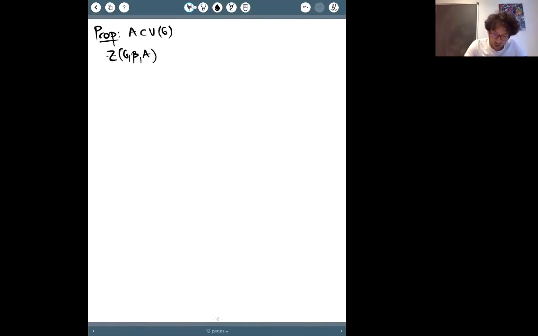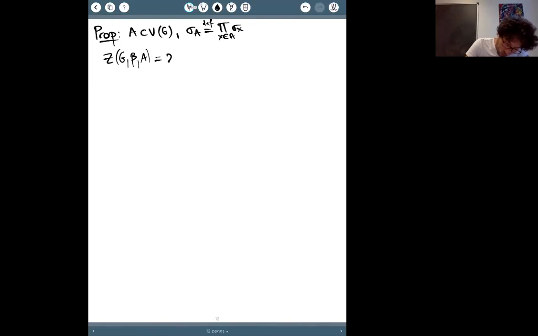Imagine that you take a subset A of the vertices, sorry, and imagine that you write sigma A for the product over x in A of sigma x. This is just a convenient notation. Then I claim that Z of G, beta, A is equal to 2 to the number of vertices times the sum over currents with sources exactly A.